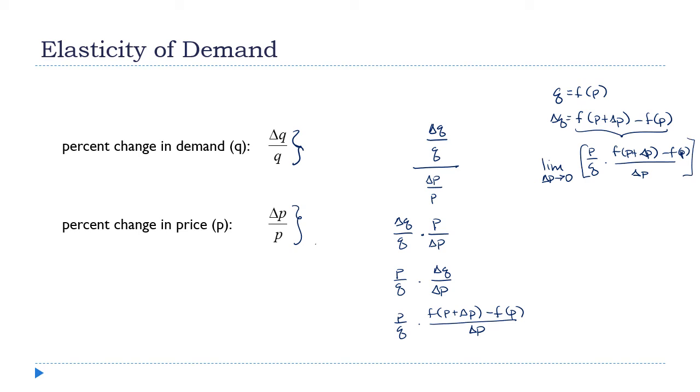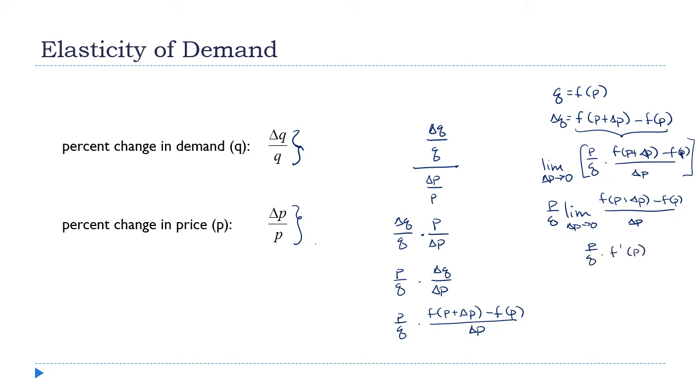Now, the P and the Q, this first fraction, they don't depend on delta P at all. So I'm just going to bring those out in front. This is P over Q times the limit as delta P approaches 0 of f of P plus delta P minus f of P over delta P. Right? And this is what I needed, this is where I was trying to go with this. That limit is f prime of P. So this is P over Q times f prime of P.